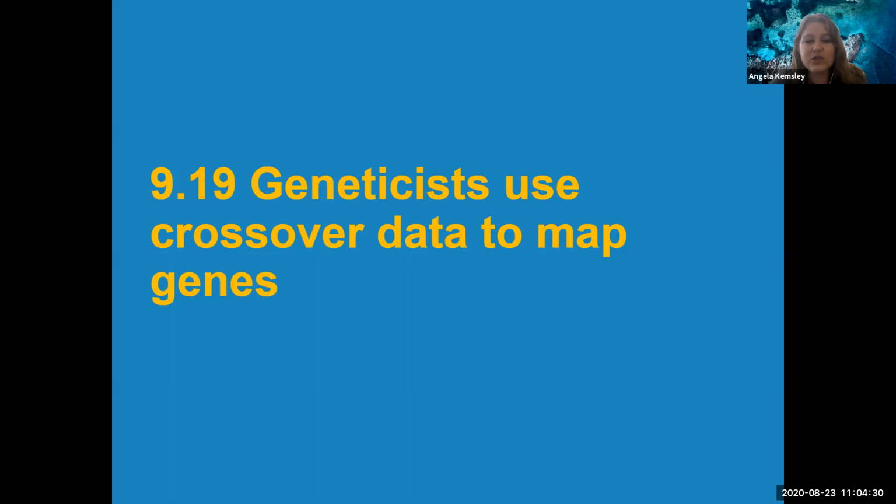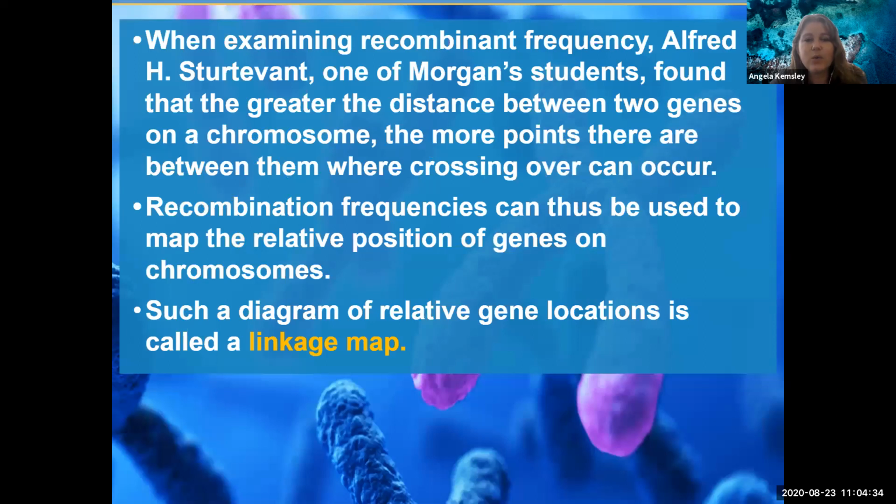And geneticists can use crossover data to map where genes are located. So when examining recombinant frequency, Alfred Sturtevant, one of Morgan's students, found that the greater the distance between two genes on a chromosome, the more points there are between them where crossing over can occur. So recombination frequencies can be used to map the relative positions of genes on chromosomes.